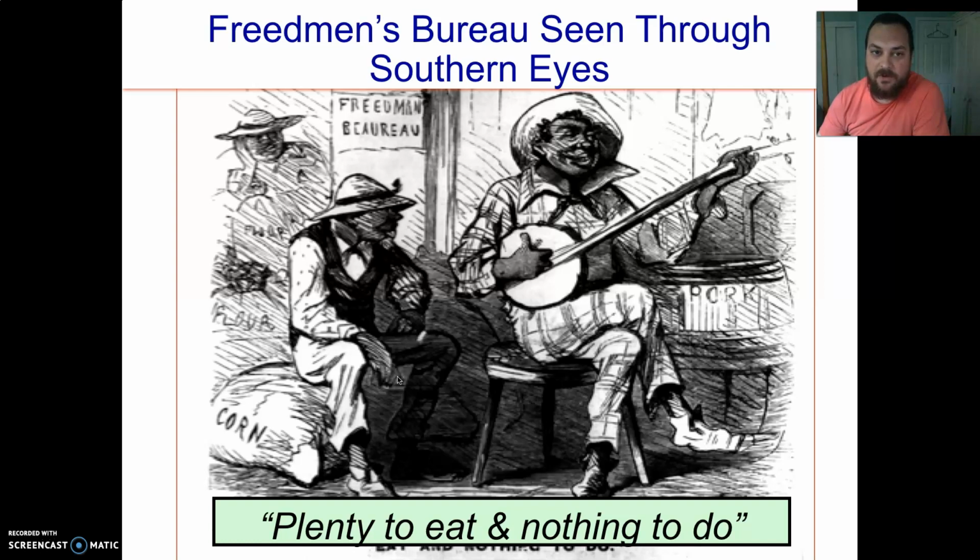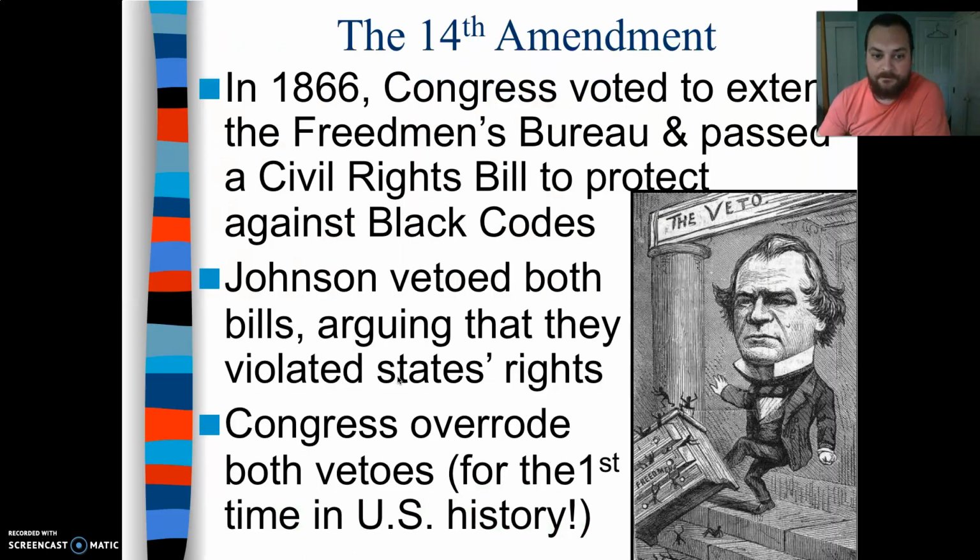This was a Southern cartoon that was obviously pretty insensitive, but it's on the AP exam every now and then. The Freedmen's Bureau, and it says, plenty to eat and nothing to do. Southern whites saw, especially poor Southern whites, saw former slaves really without any work, because what work was there for them to do? But they were being fed by the federal government, while at the same time they were really, really having a hard time scraping out enough food to eat.